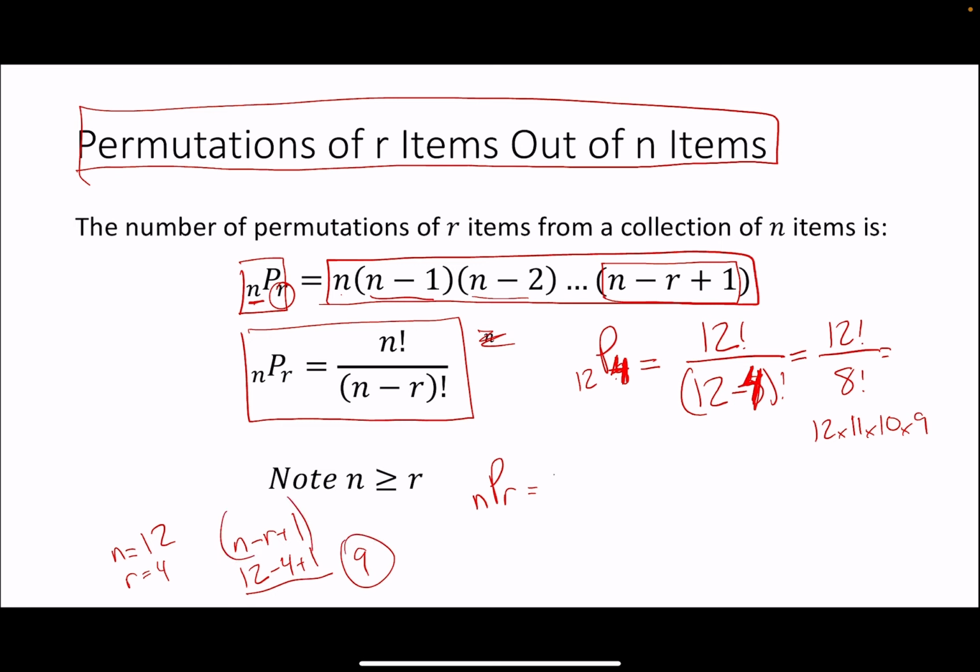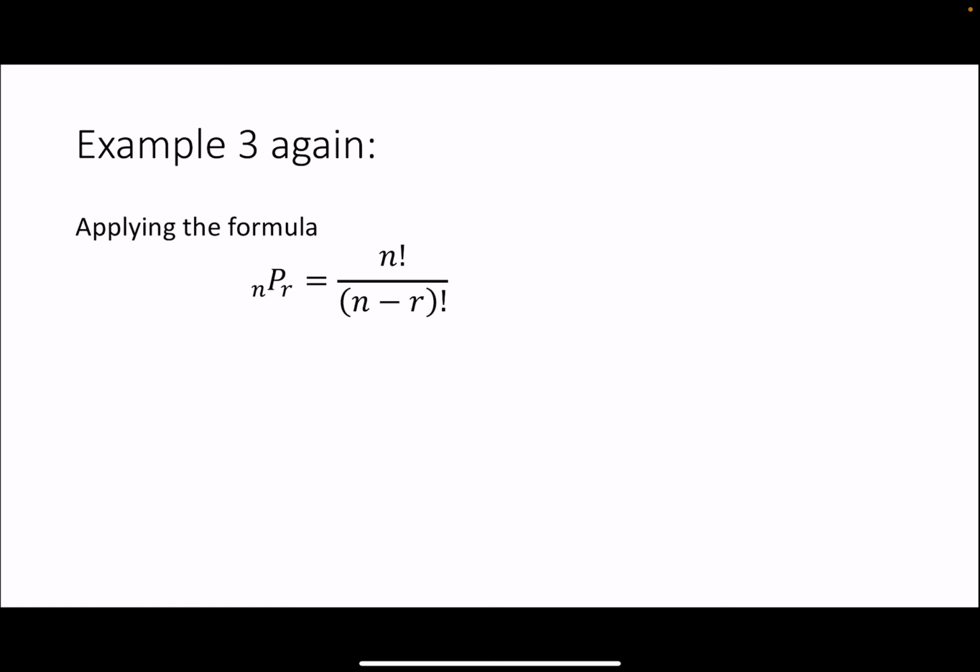So what does that equal to? If we have 12 choose 4, right? n is 12, r is 4. Then we have 12 times 11 times 10. And when do we stop? We stop at this value, times 9. And that's what that refers to.